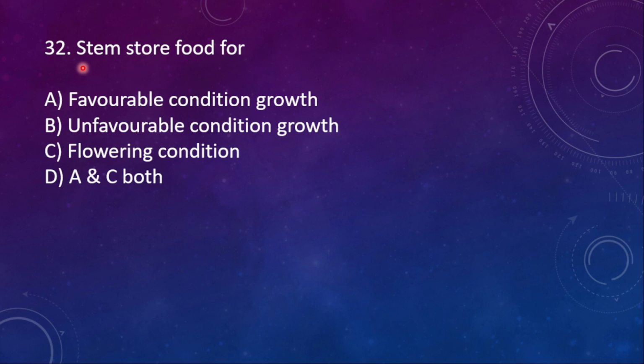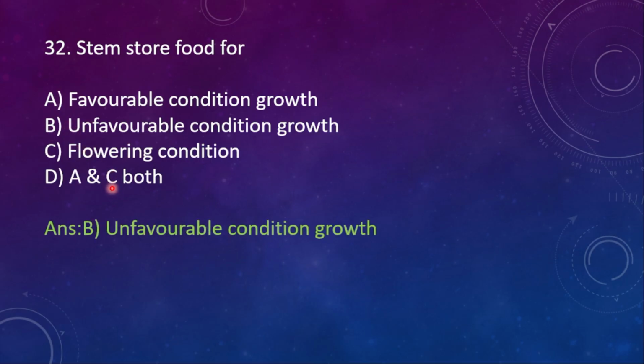32 question, stem store food for option A favorable condition growth, option B unfavorable condition growth, option C flowering condition, option D both A and C. When the stem store food means they store food in unfavorable condition growth. So here the correct option is unfavorable condition of the growth.